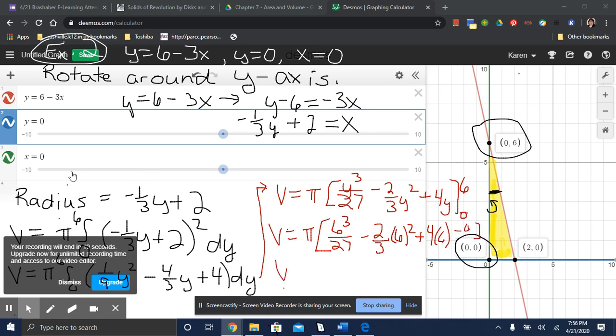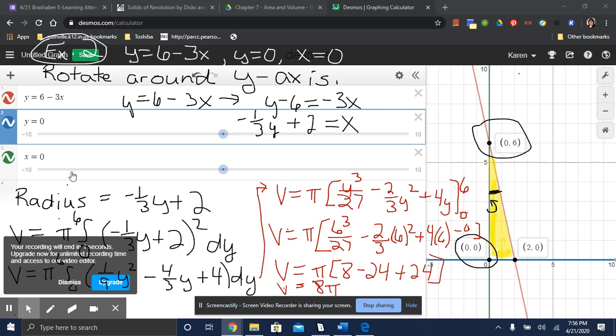And simplifying all of that, you will end up getting pi times 8 minus 24 plus 24, and you end up getting 8 pi for your volume, which is just a coincidence.